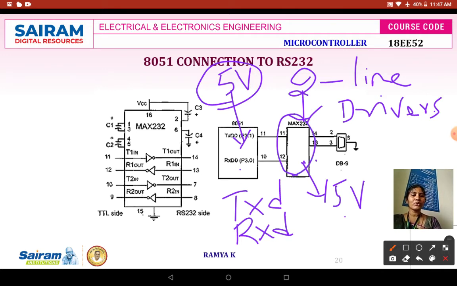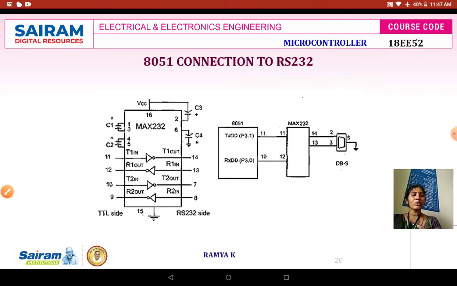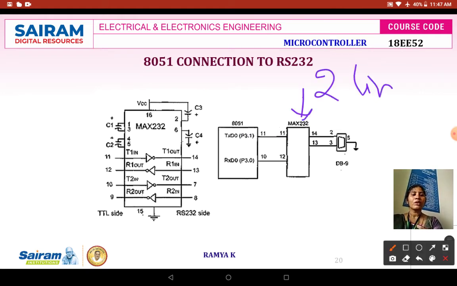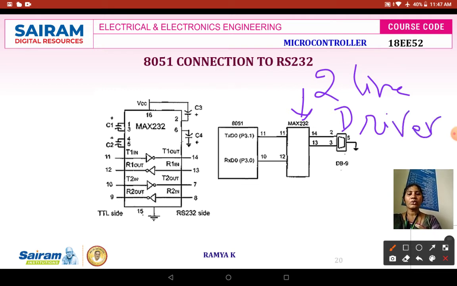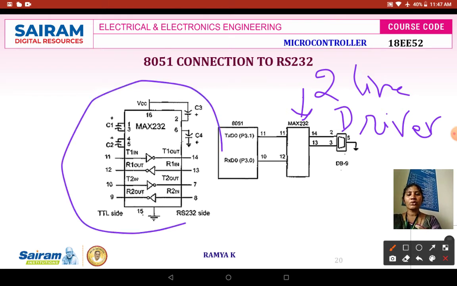So you are not supposed to use the same power supply to connect your 8051 and MAX232. Also, this MAX232 has two line drivers, one for transmitting your data and the other for receiving your data. This is the MAX232 connection and the internal components available inside the MAX232. Here you can see T1 and T2.